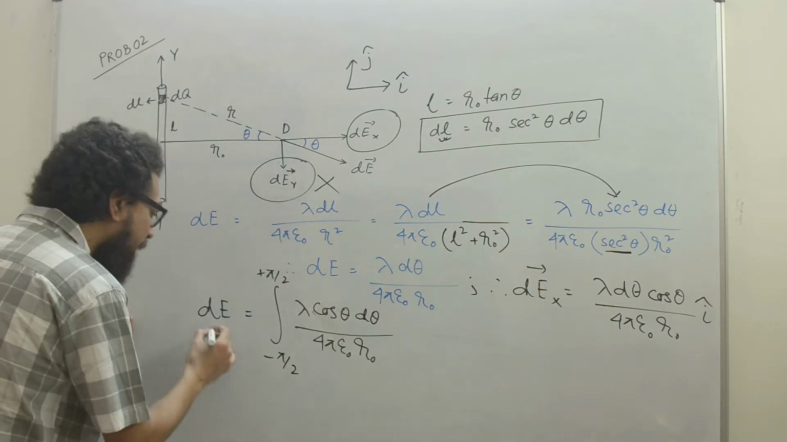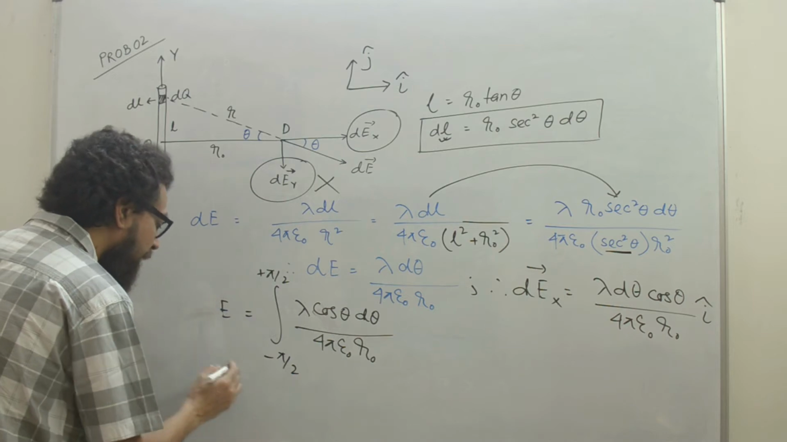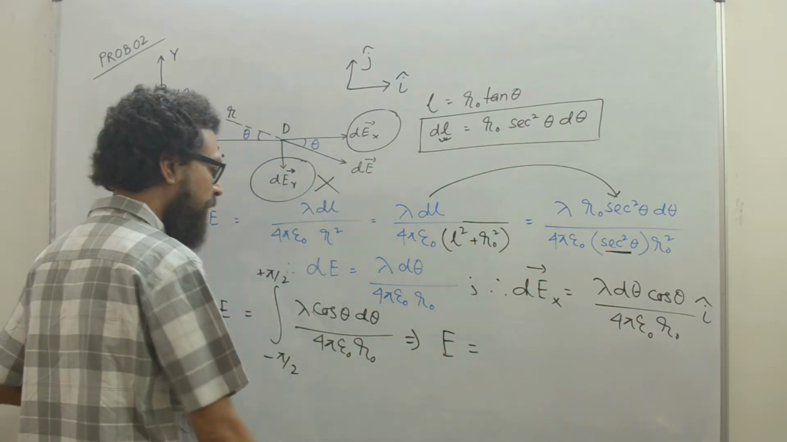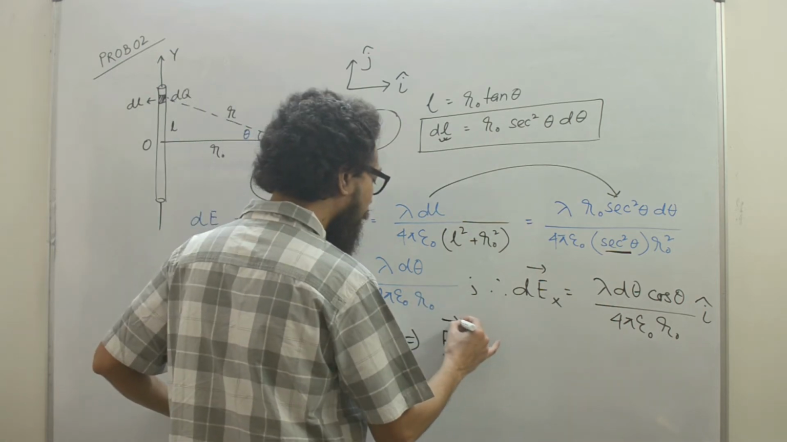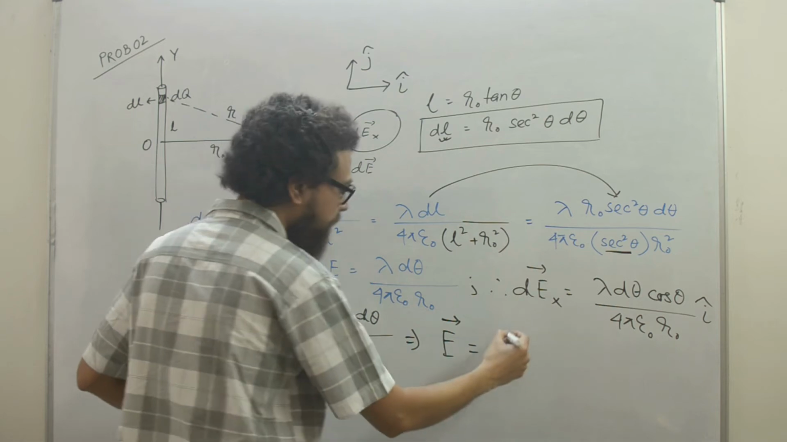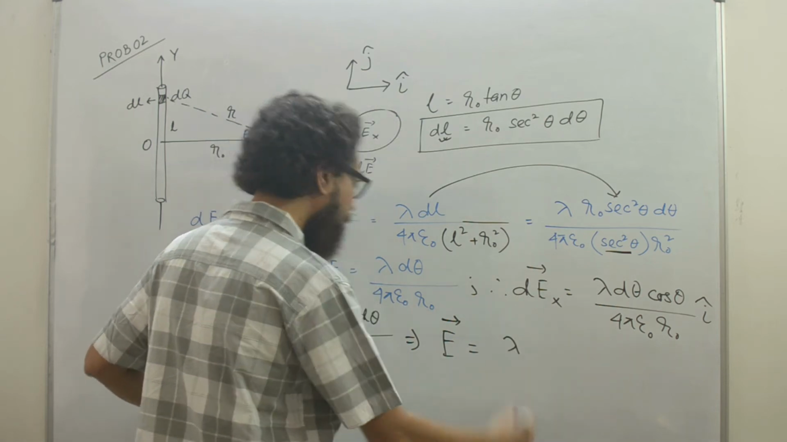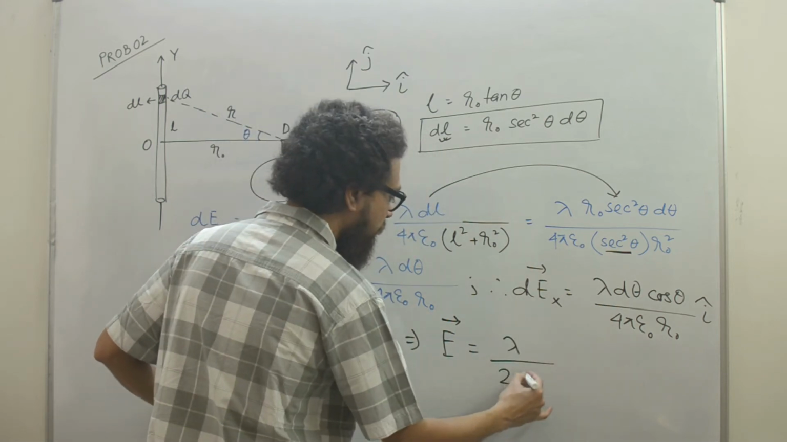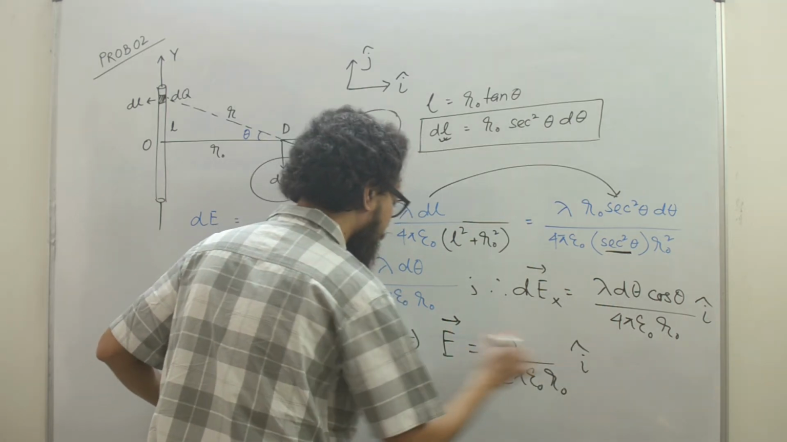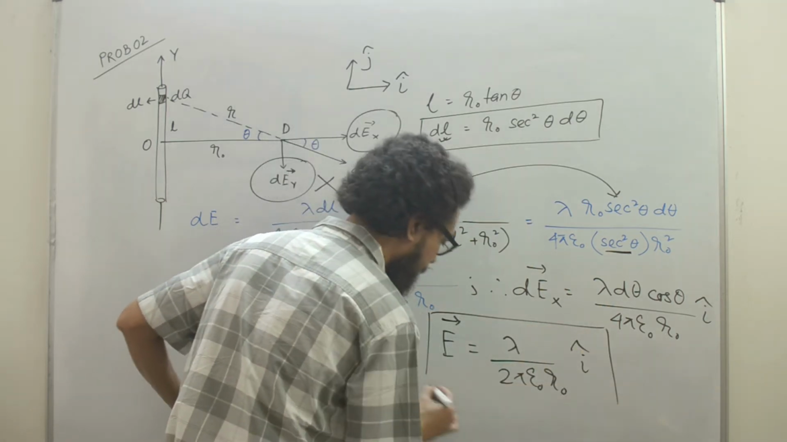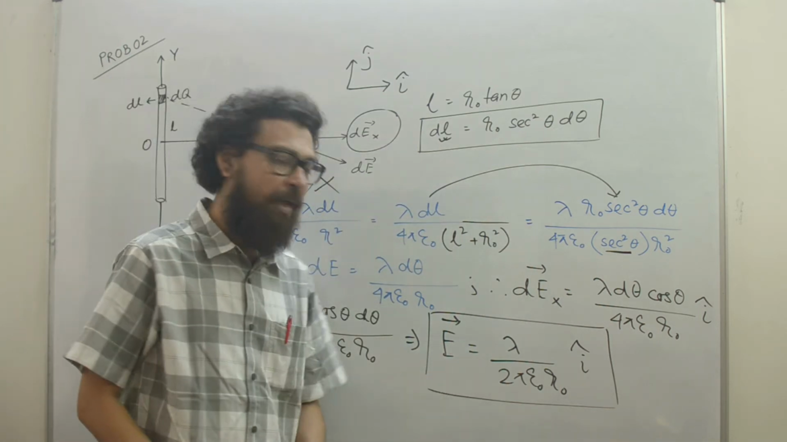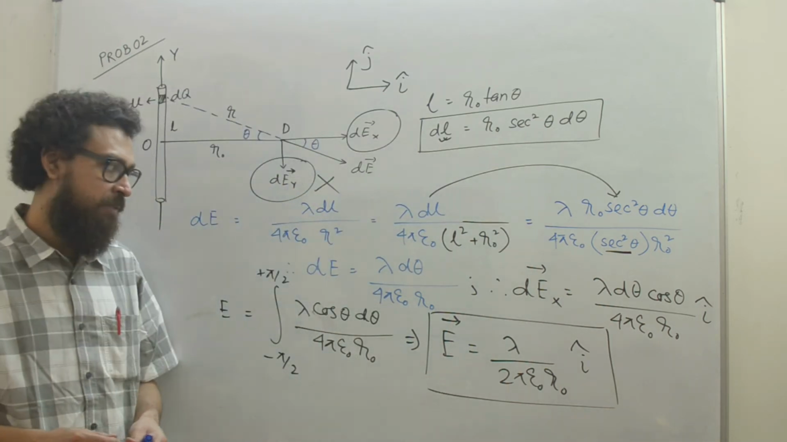So you can actually tell me the value. You can tell me the value of the total electric field, summing up all these dEx. It will be lambda by 2 pi epsilon naught r naught, and i cap showing the direction of this electric field. So this is the value. This value, lambda by 2 pi epsilon naught r naught, is very interesting.